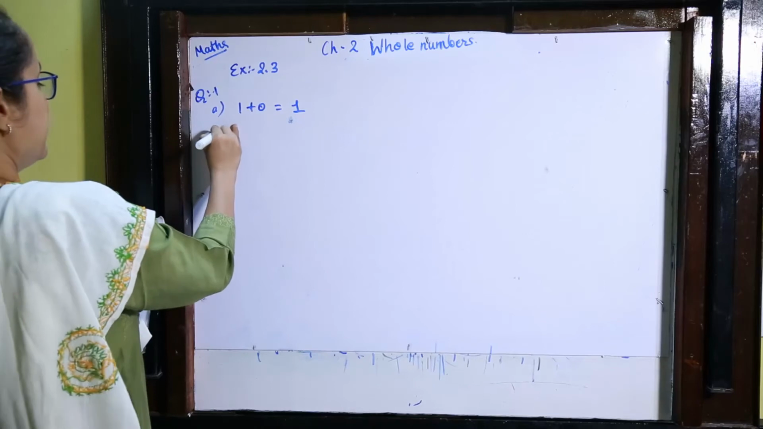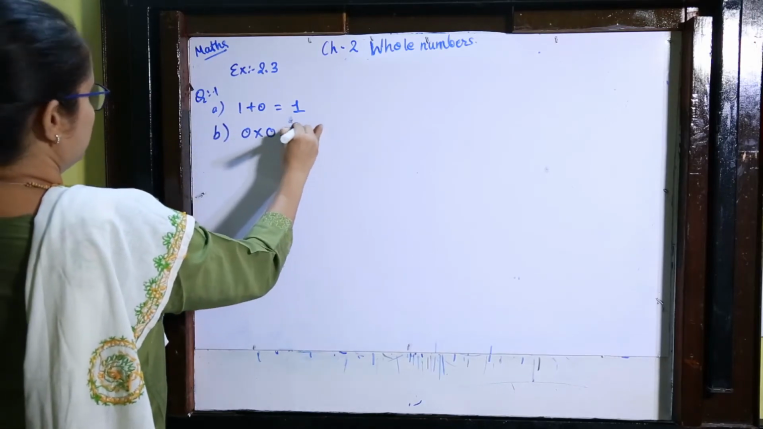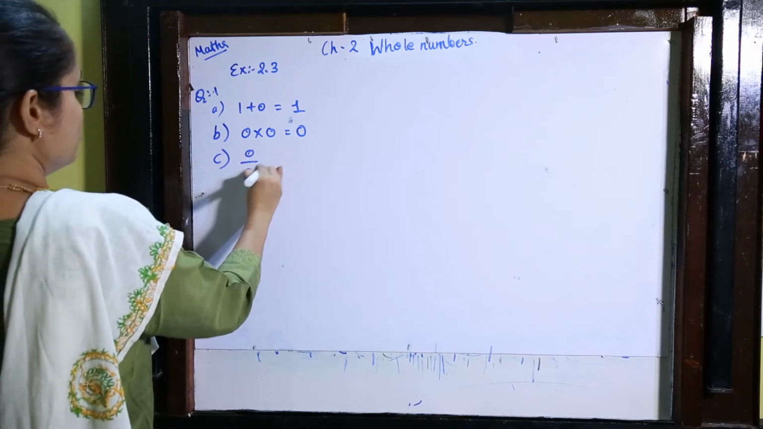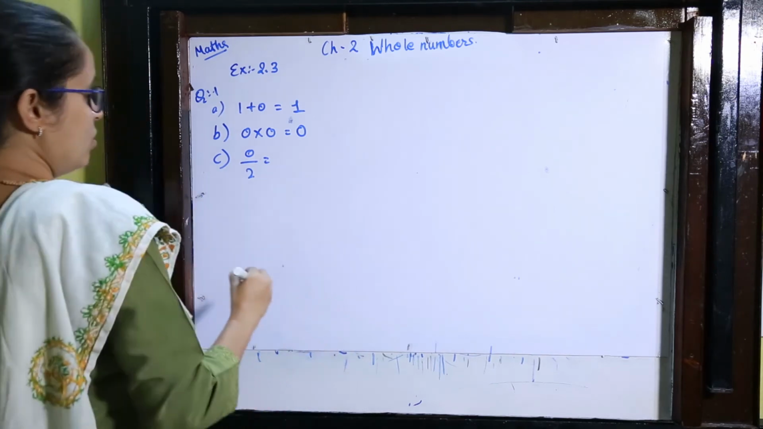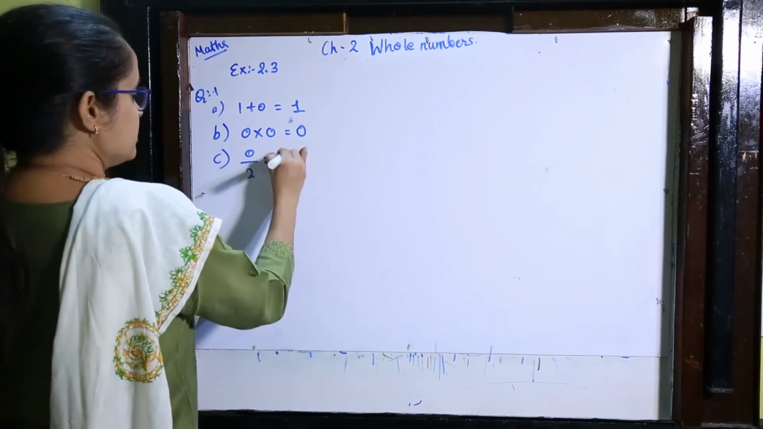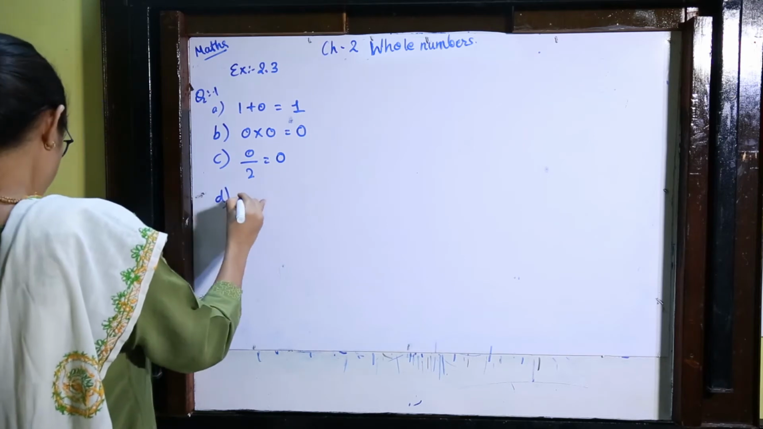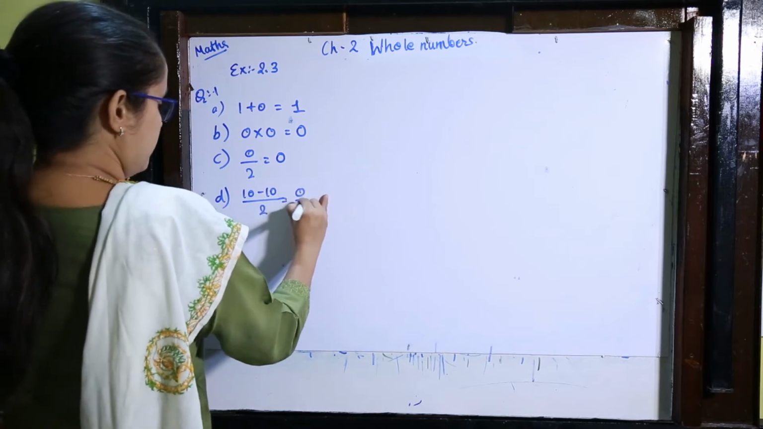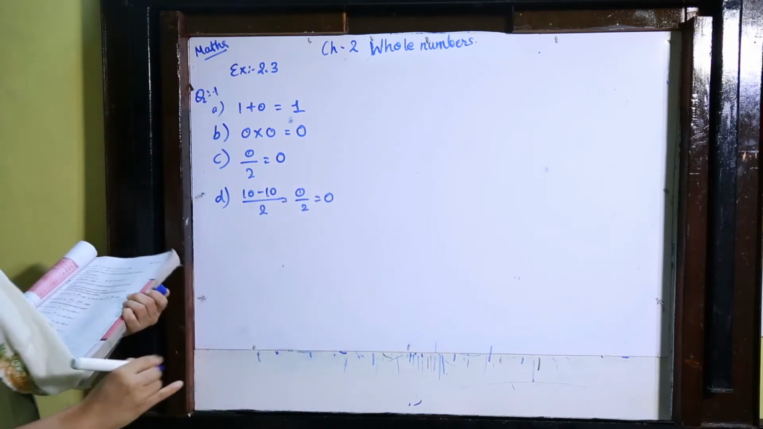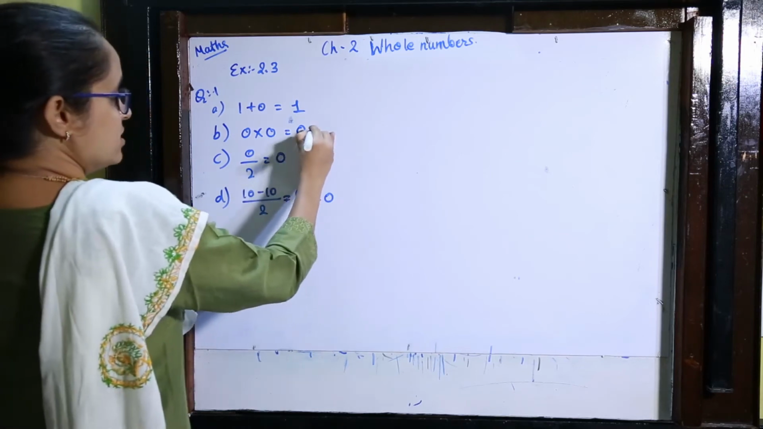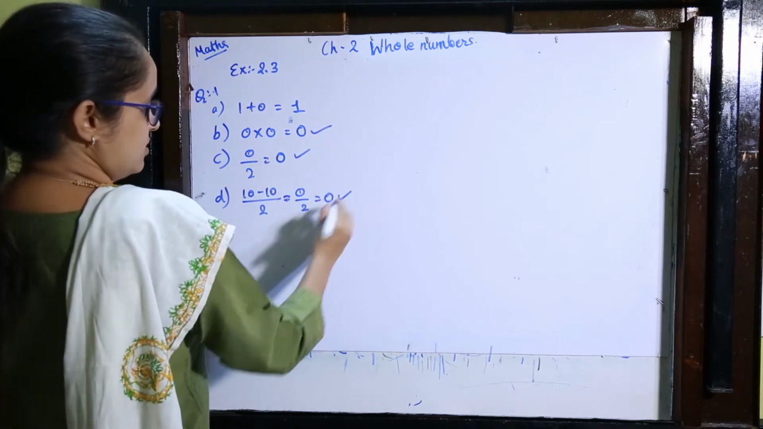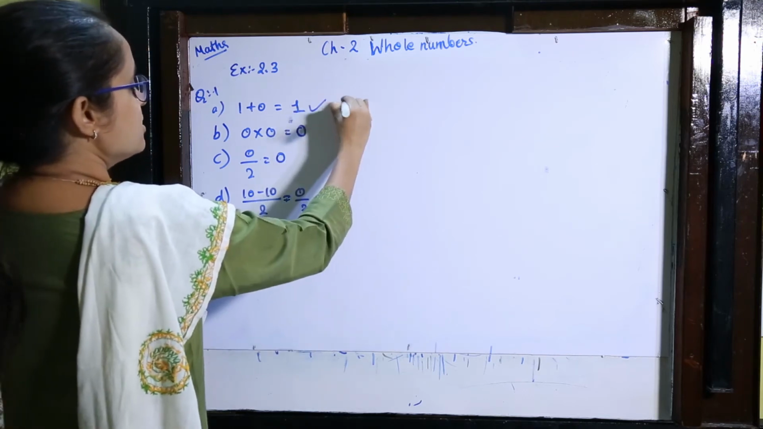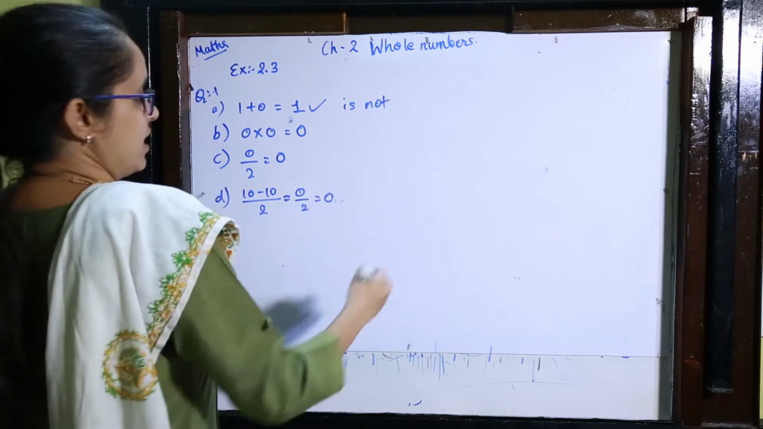B is 0 multiply by 0, whose answer is 0. C is 0 divide by 2, any number, and if 0 is divided by any number, the answer will be 0. And D is 10 minus 10 divide by 2, that is 0 divide by 2 is equal to 0. So you will see that this answer is 0, this answer is 0, and this answer is 0, but the first one, A, its answer is not 0. So this is not represented as 0.